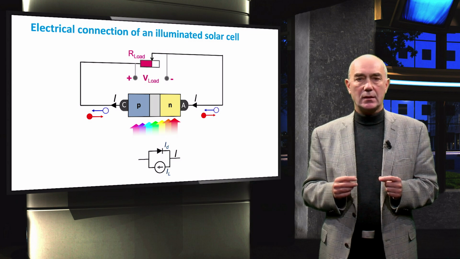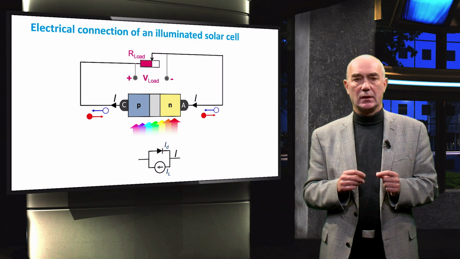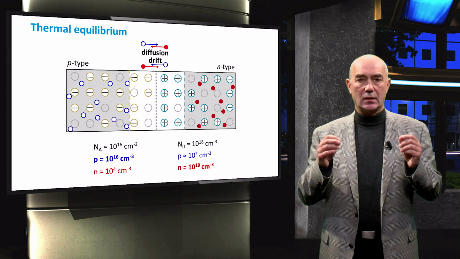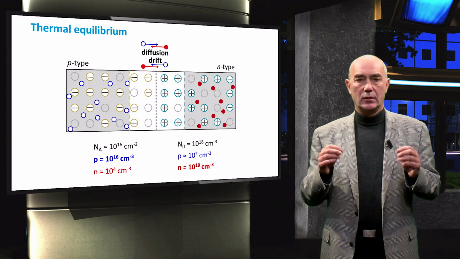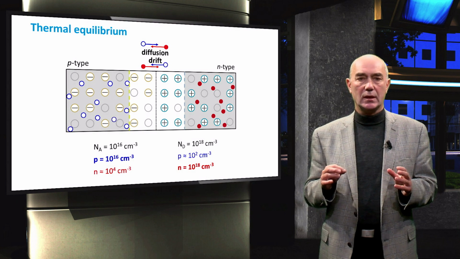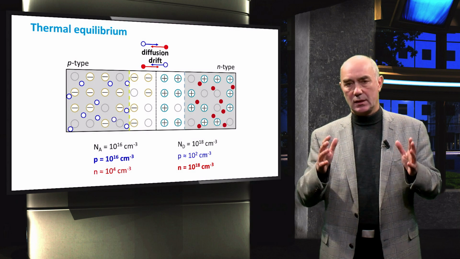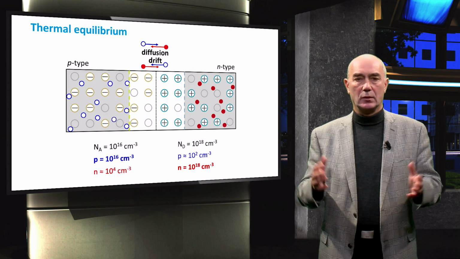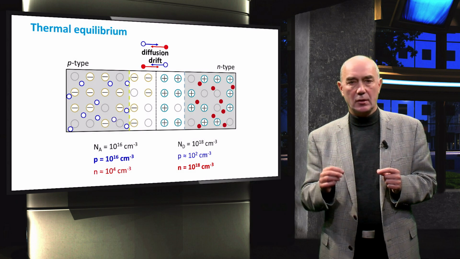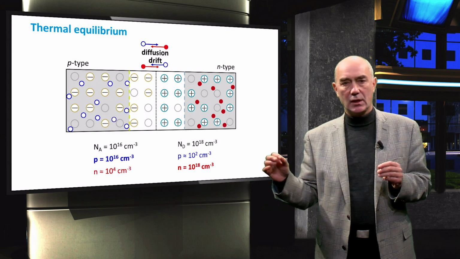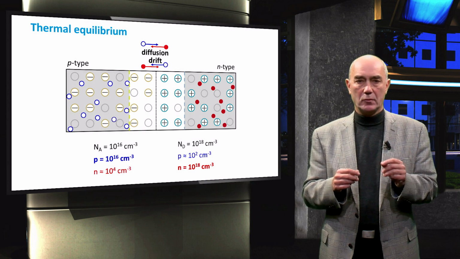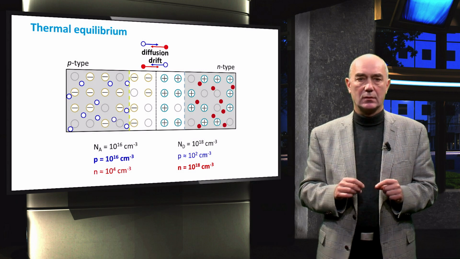Now let's discuss how this photocurrent is generated. Again, we start with a p-n junction at thermal equilibrium. Thermal equilibrium means there is no external perturbation on a p-n junction diode, such as illumination or applied voltage. At thermal equilibrium, the diffusion of electrons and holes across the junction is fully compensated by the drift of electrons and holes across the depletion region.